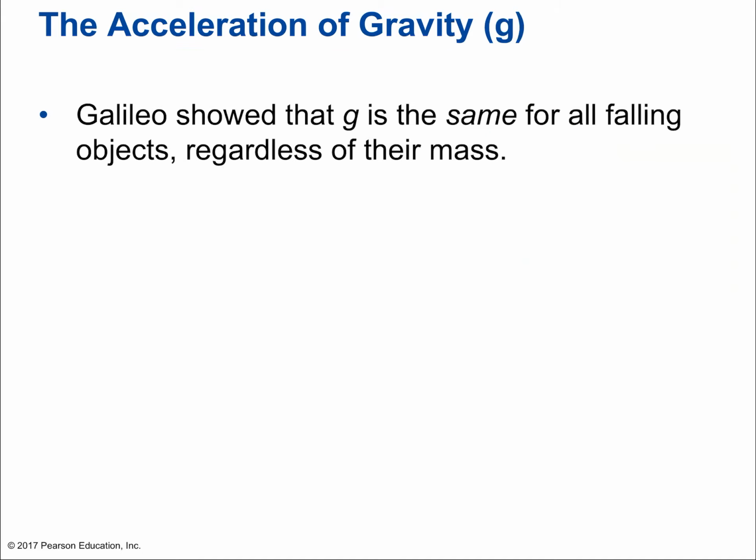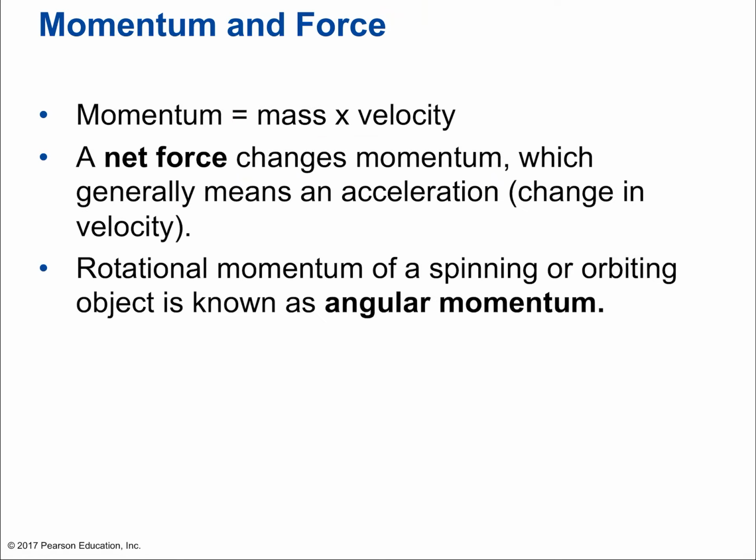So Galileo showed that g, remember Galileo when we talked about the history of the foundations of astronomy, is the same for all falling objects, regardless of their mass. So gravitational acceleration is universal on the surface of Earth. Why is that? Well, we'll come back around to it. So, a couple other things to define.